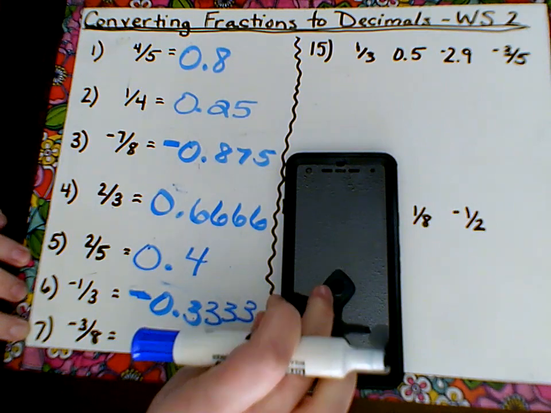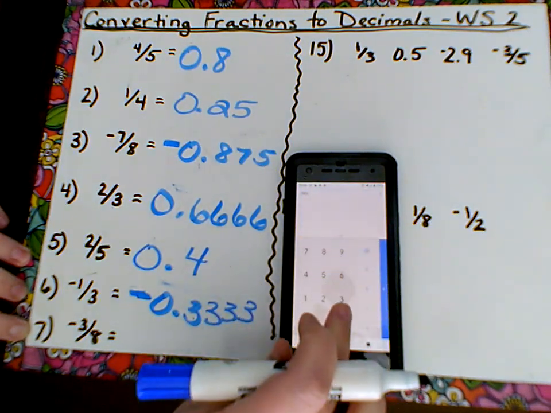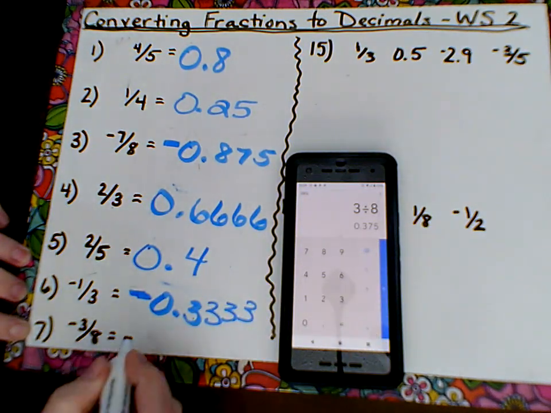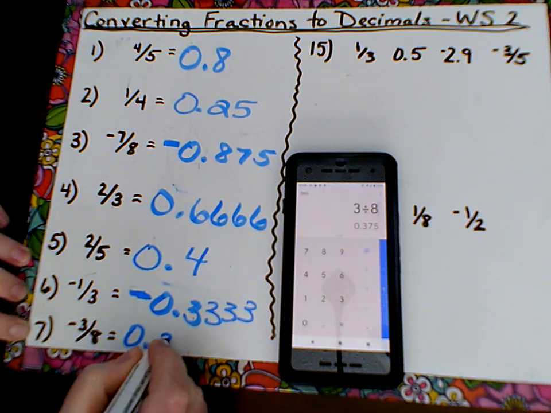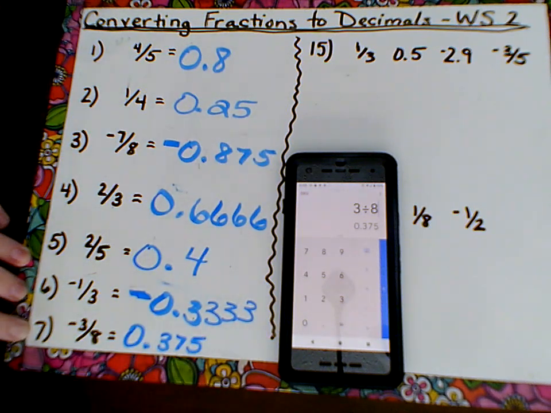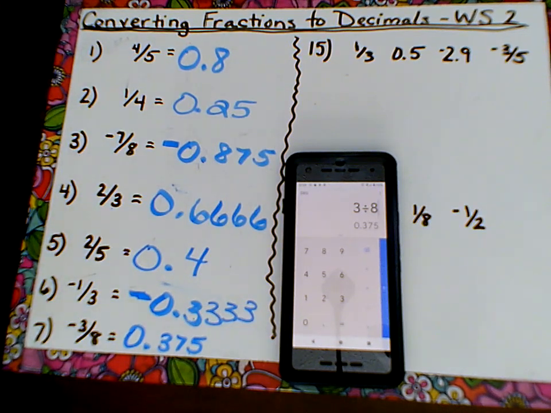All right, so let's do number 7. We're going to do 3 divided by 8. We get 0.375. I'll give you a second. I'm going to ask you if I forgot anything, because right now my answer's wrong.